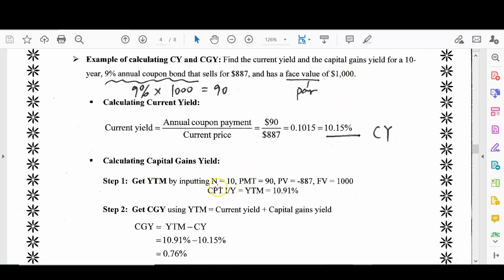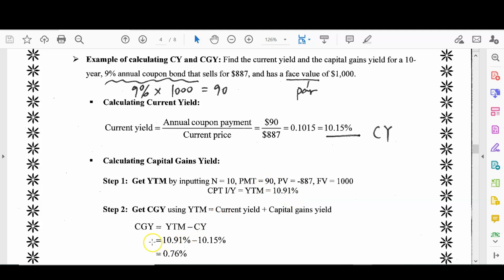Okay, so the first step is to solve for yield to maturity for the bond, which we already learned. We can input N as 10 years, payment as 90, present value as negative 887, the bond price you are paying, future value 1,000. Compute for I, you would have yield to maturity as 10.91%.